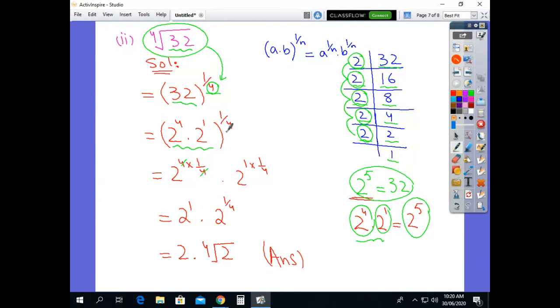Therefore we separate this 1 by 4 with 4 and this 1 by 4 with 1. In the next step, after cancellation of 4 with 4 we have 2 raised to power 1, and after multiplying 1 by 4 we have 2 raised to power 1 by 4. Now again we can write this 2 raised to power 1 by 4 into a radical form.